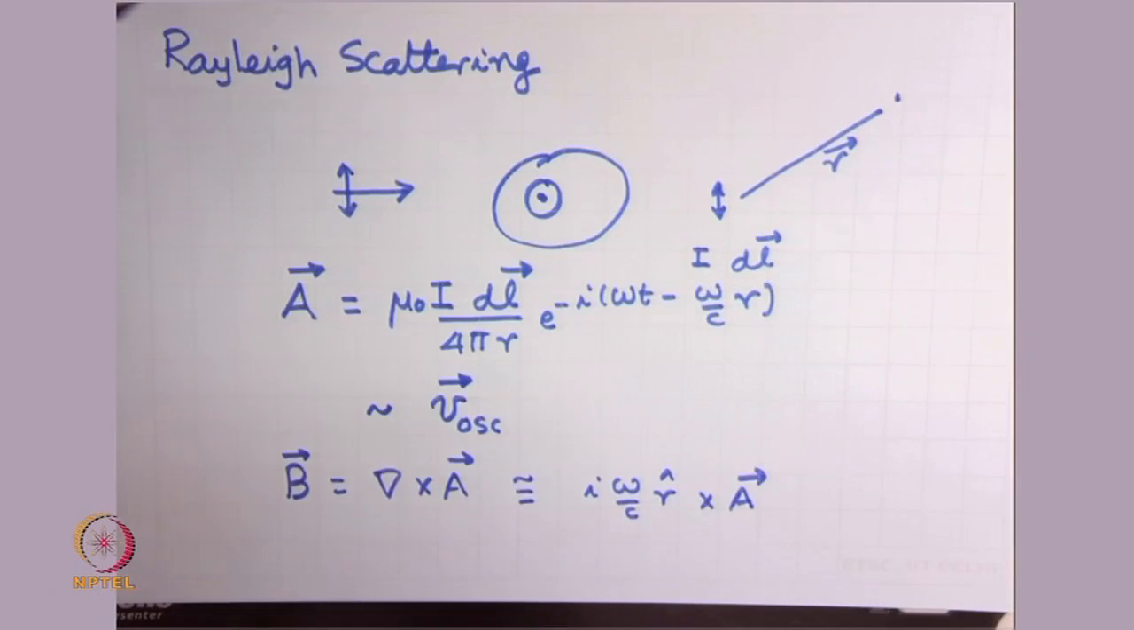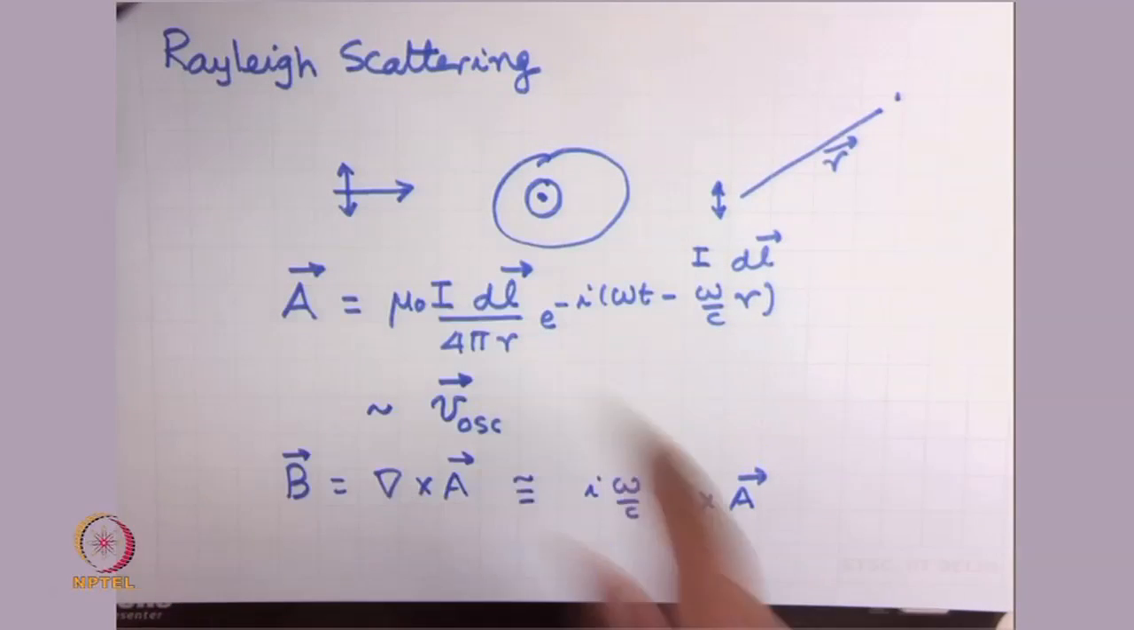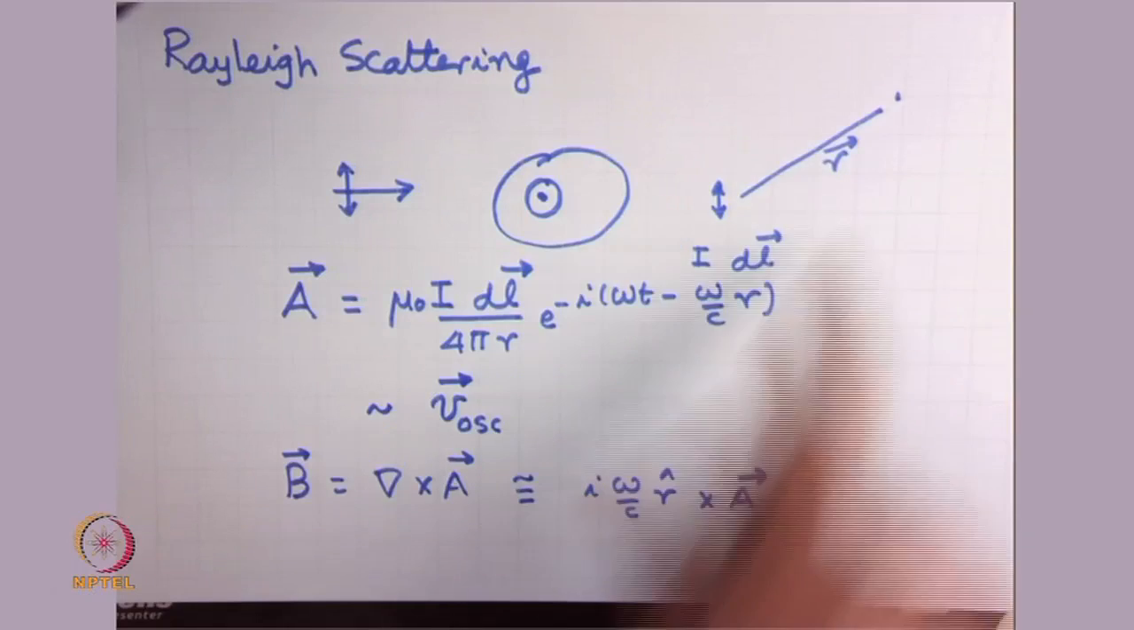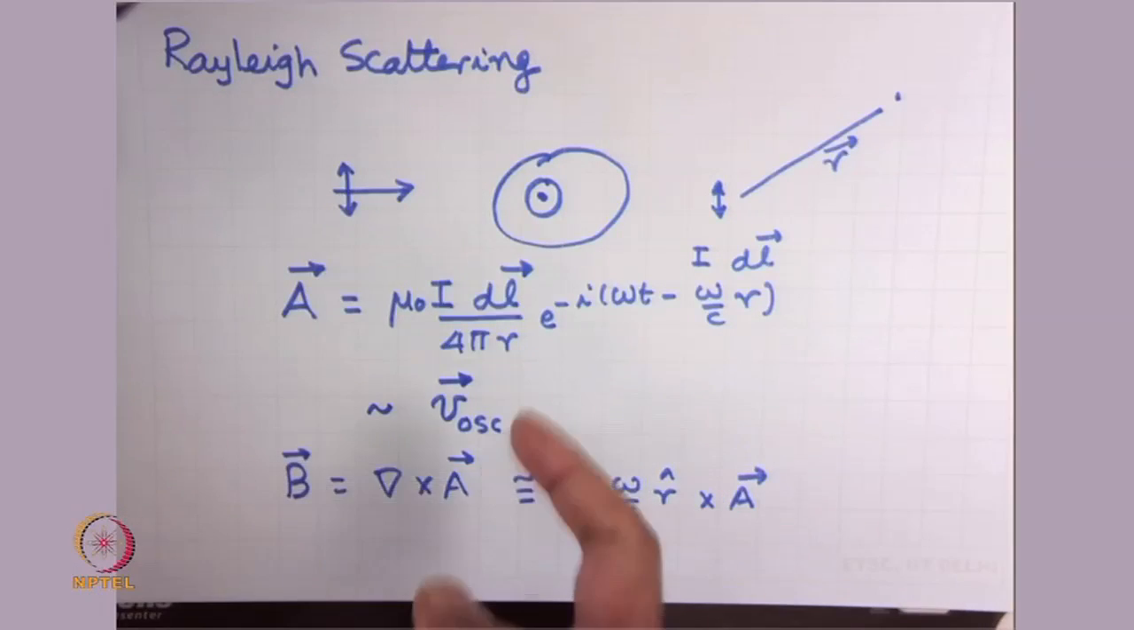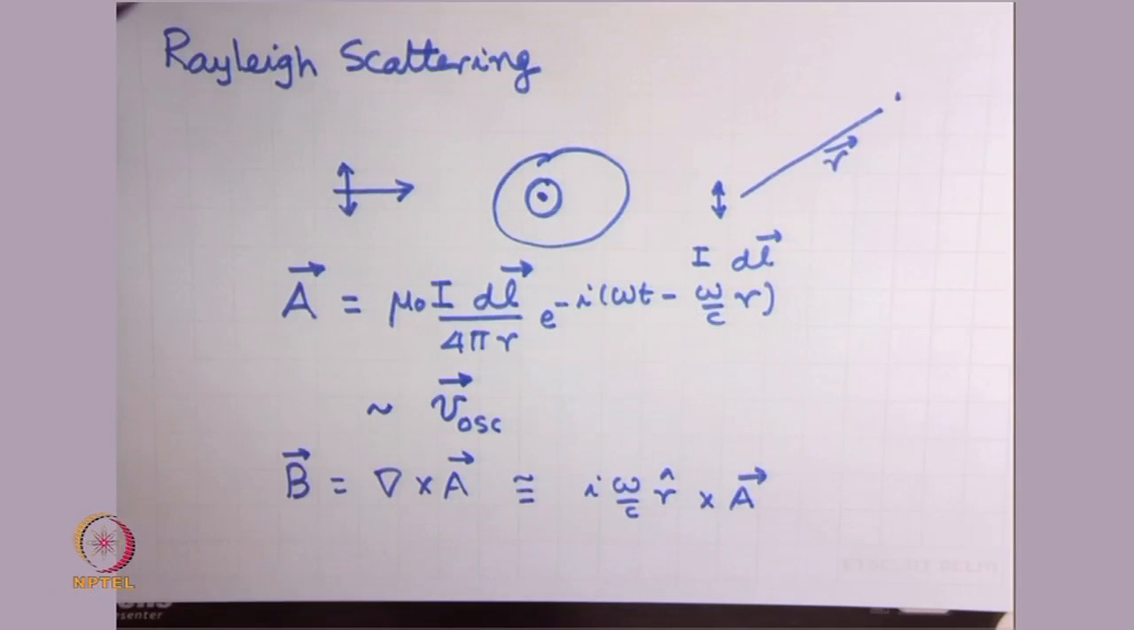An important thing that I wanted to make was that the magnetic field is proportional to omega. The higher the frequency of the laser that is impinged, the higher the magnetic field of the scattered light, and this will be proportional to V oscillatory also. If oscillatory velocity is proportional to omega also, then this will be an omega square dependence, and the scattered power goes as the square of the magnetic field, and hence you will get omega 4 dependence, which is the conventional Rayleigh scattering.